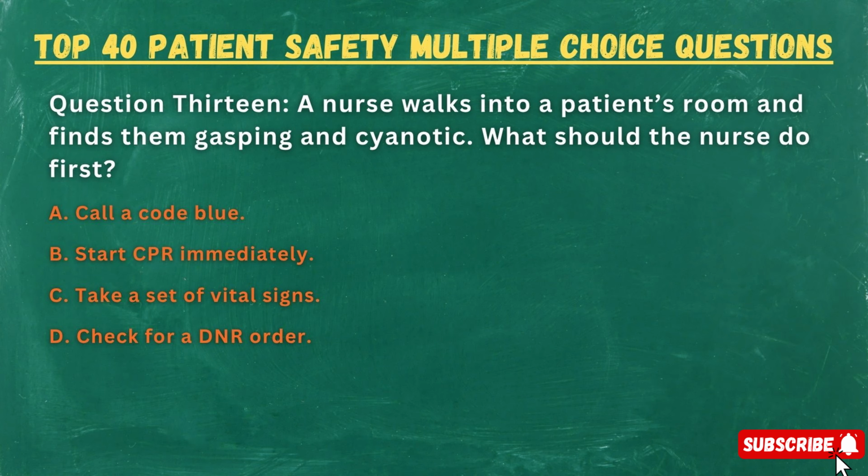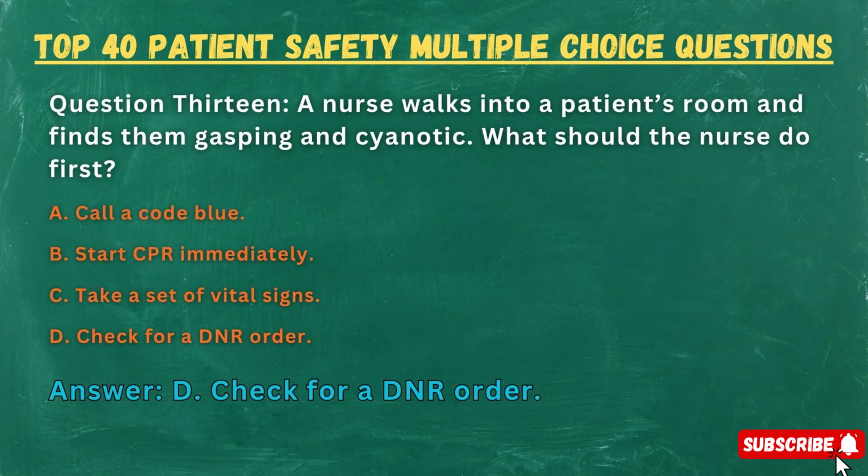Question 13. A nurse walks into a patient's room and finds them gasping and cyanotic. What should the nurse do first? A. Call a code blue. B. Start CPR immediately. C. Take a set of vital signs. D. Check for a DNR order. Answer. D. Check for a DNR order.